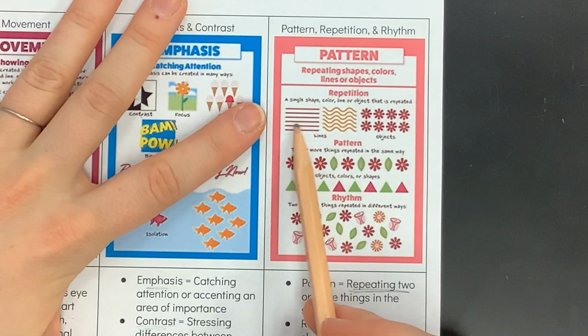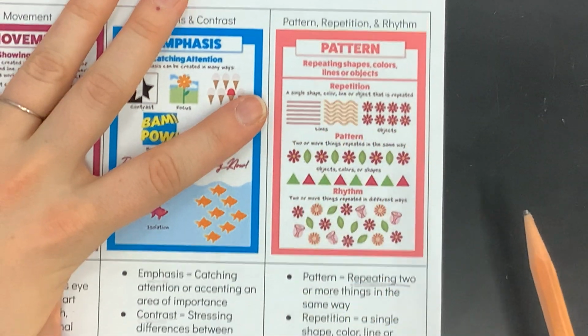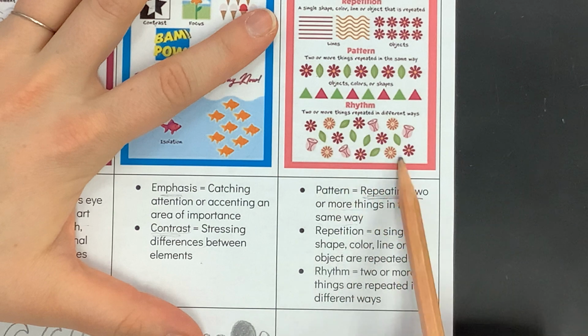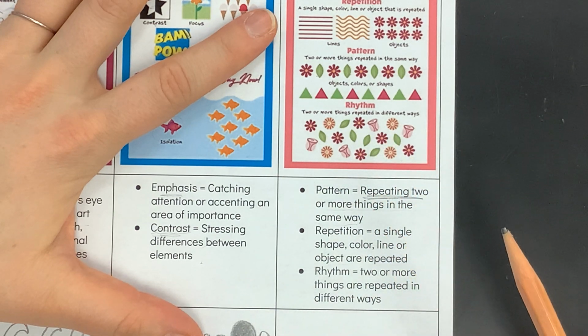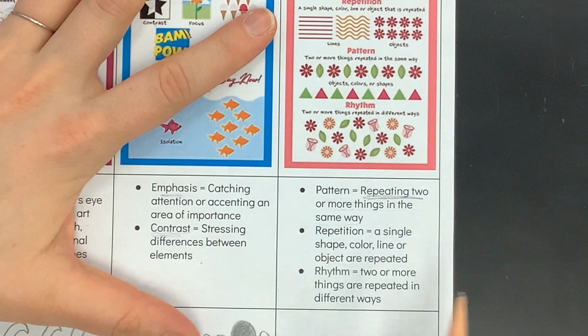So we've got straight lines, wavy lines, flowers, and then the last one is rhythm. We just have two or more things that are repeated in different ways. There's just a little bit of difference between each one of those that'll help us decipher them, right?